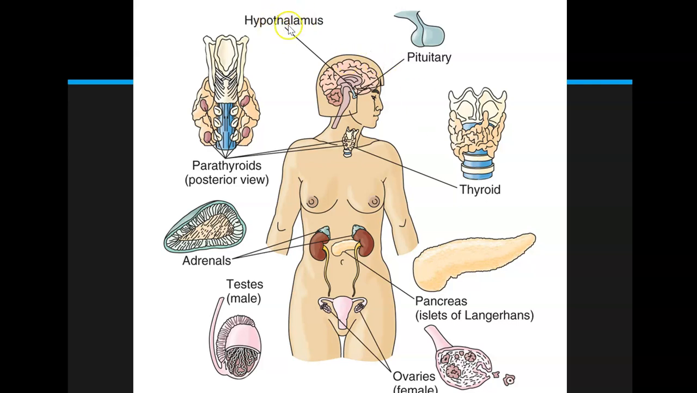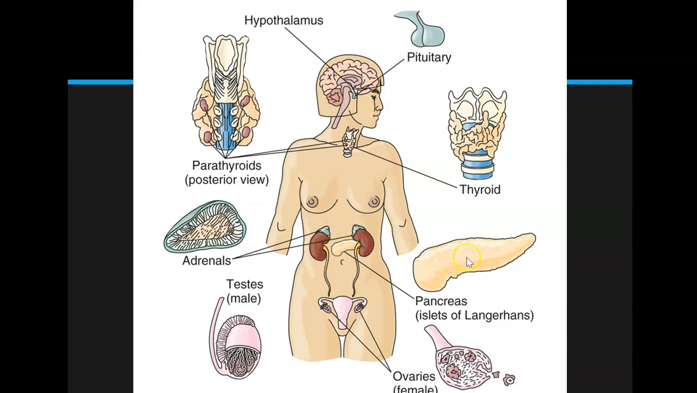We have the hypothalamus at the base of the brain with the pituitary attached to it. We have the thyroid that's over the throat, the larynx is right there, and the trachea is right there. And behind it, we have the four parathyroid glands. And then the two adrenal glands are sitting on top of the kidneys.